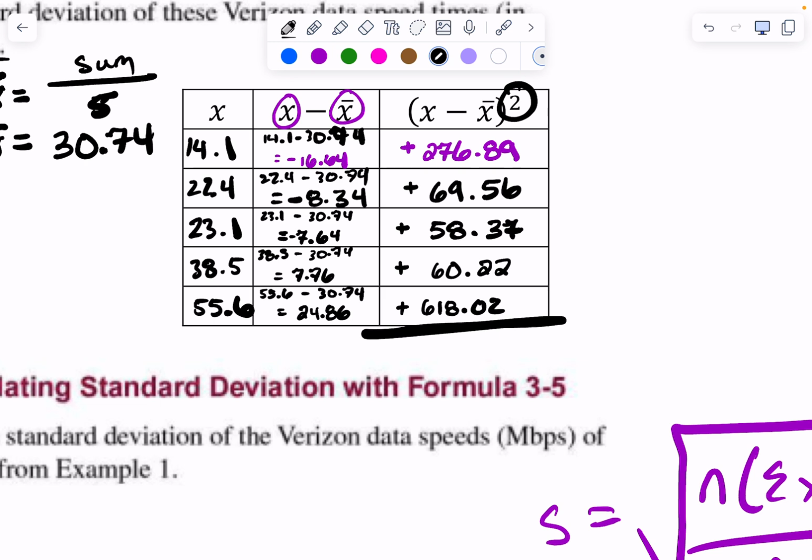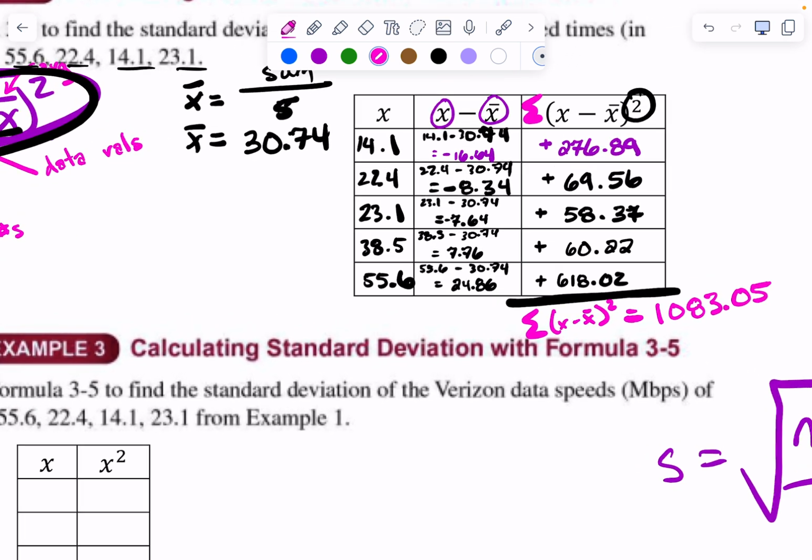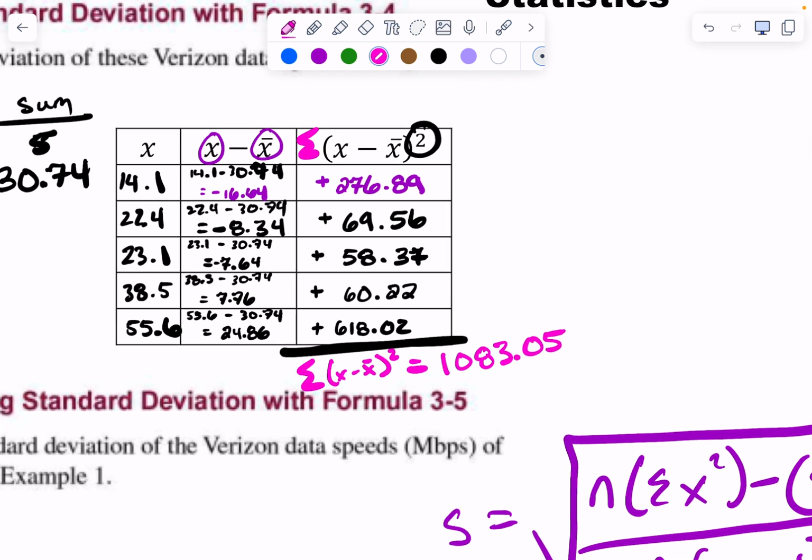All of those numbers. It's going to be in the 800s or 900s, probably maybe 1,000. If you add all those numbers together, we get the sum of all of the x minus x bars squared, which equals something like 1,000. Very good, 1083.05. That's the sum.